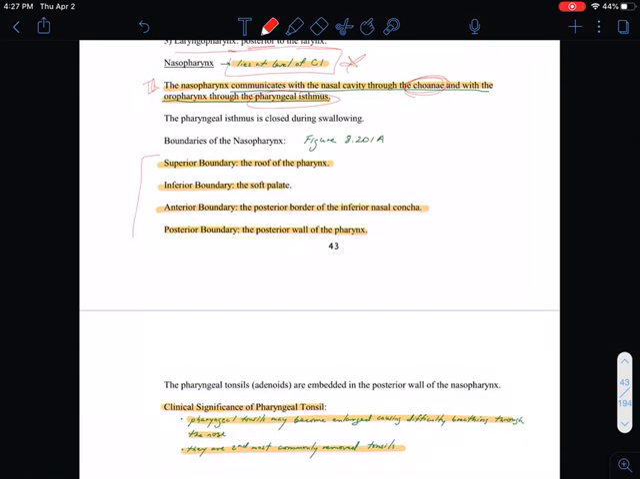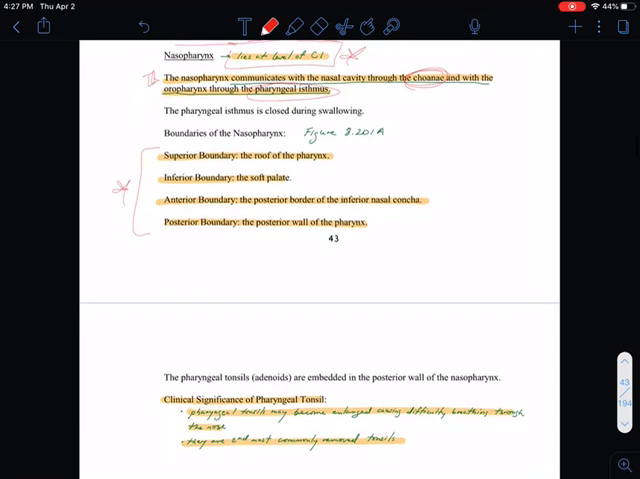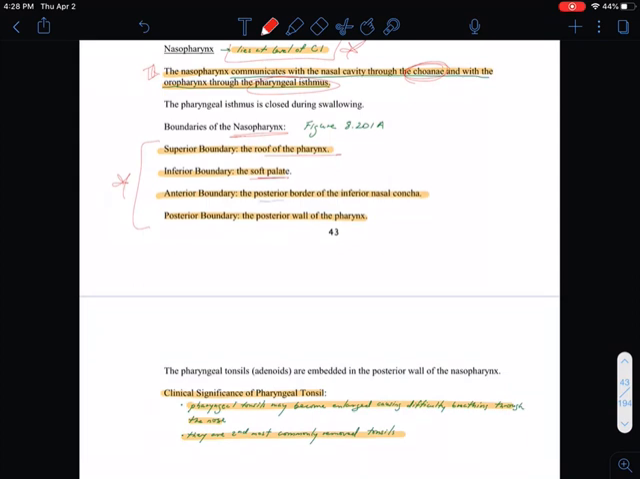So boundaries, these guys are worth noting. Every once in a while you'll see a boundary question pulled from here. Superior boundary of the nasopharynx is the roof of the pharynx. Inferior, soft palate. Anterior is going to be the posterior border of the inferior nasal concha. Posterior border, posterior wall of the pharynx.